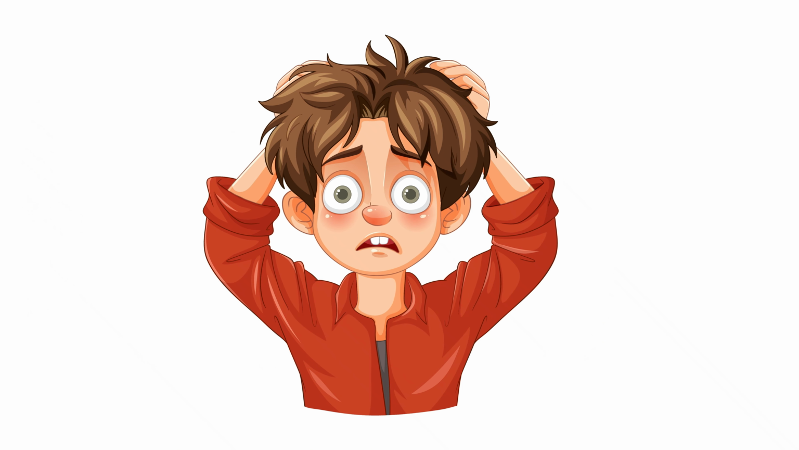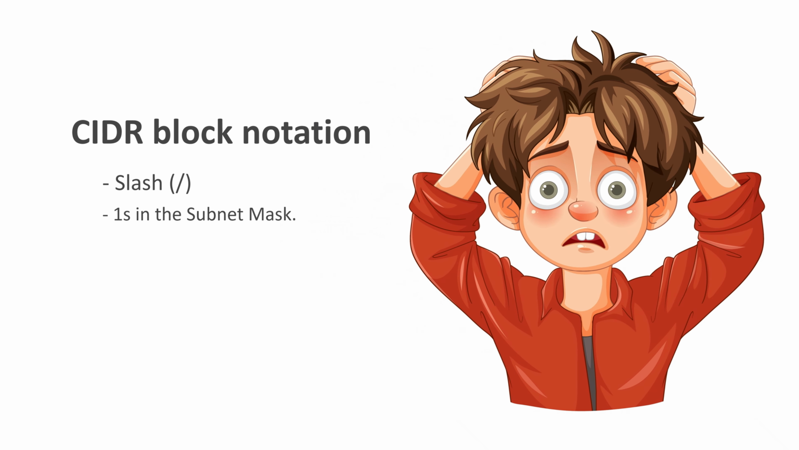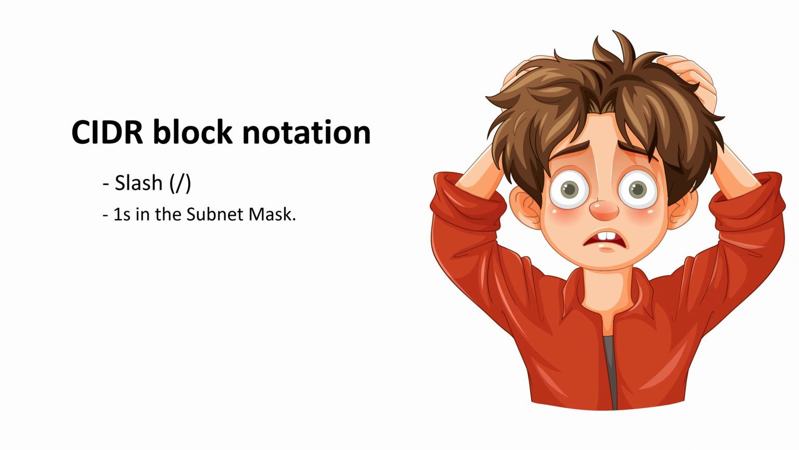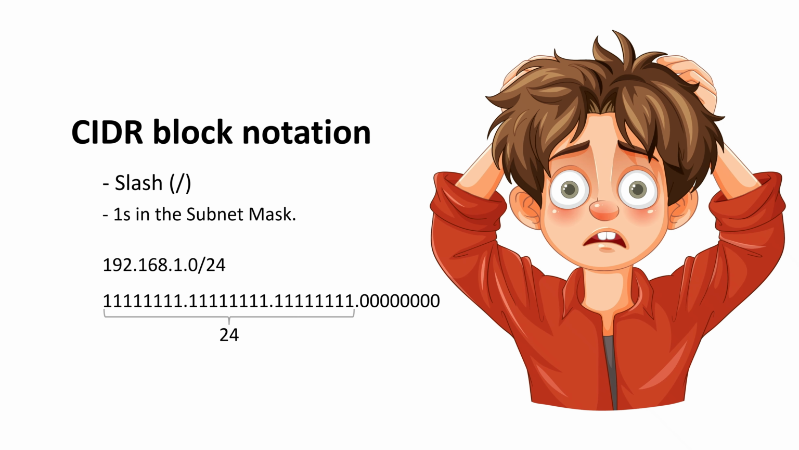When trying to represent an IP address with its subnet mask, isn't there an easier way instead of writing the full subnet mask? Yes, there is. It's called CIDR block notation. CIDR block notation represents the subnet mask using a slash followed by the number of ones in the subnet mask. For example, an IP address of 192.168.1.0/24 tells us the subnet mask has 24 ones, which equals 255.255.255.0.